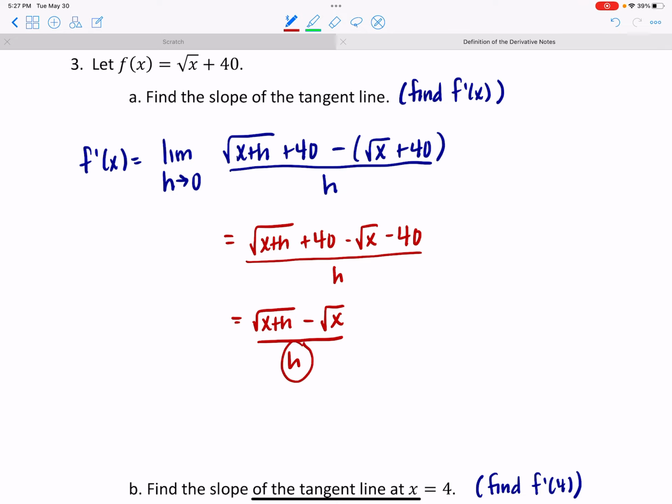So we've simplified by getting rid of the 40 and negative 40, but I still can't evaluate this at h equals 0, so I need to try to manipulate this a little further. And we're going to see happen here what happened in one of our topics. I can't remember which one offhand, but I'm going to rationalize the numerator here.